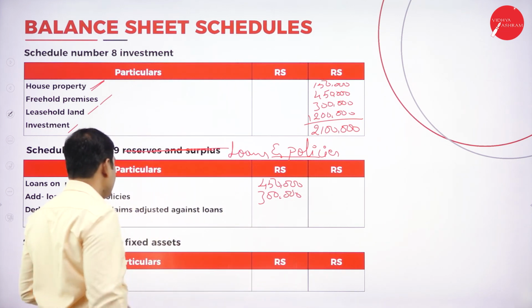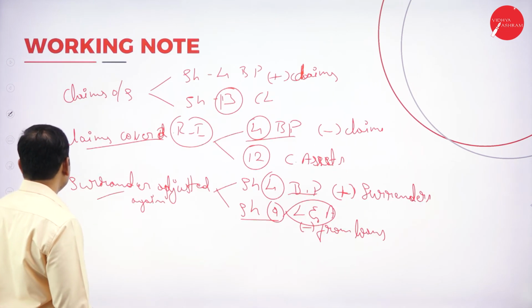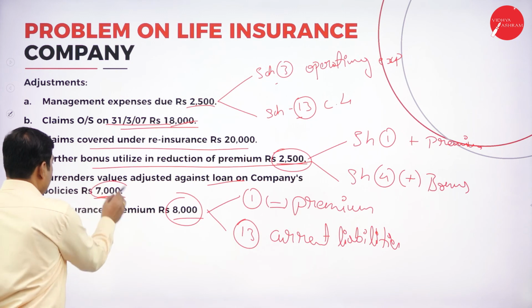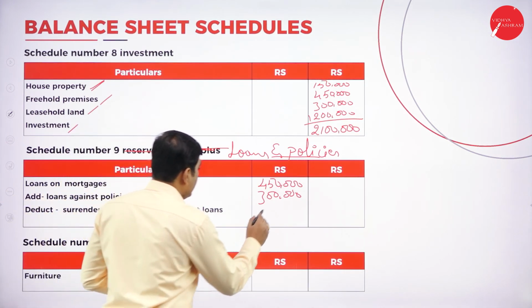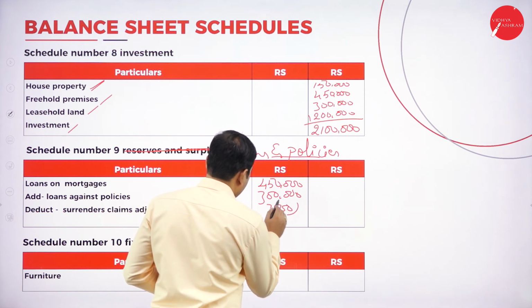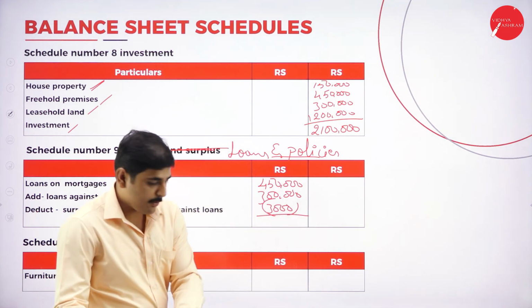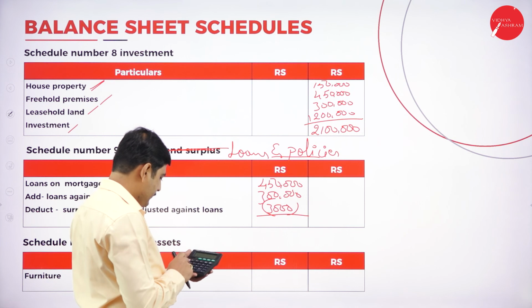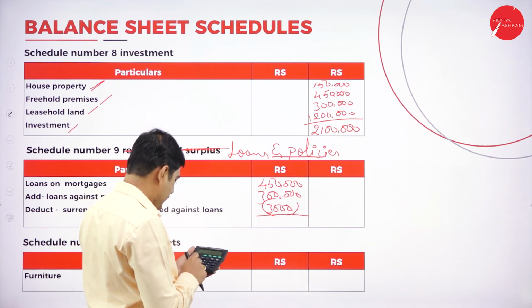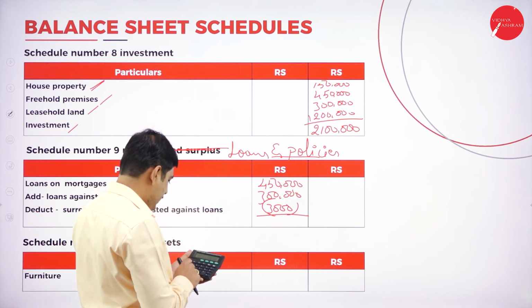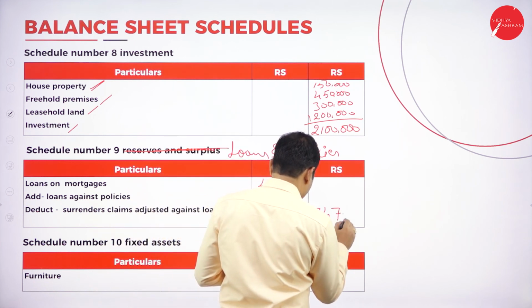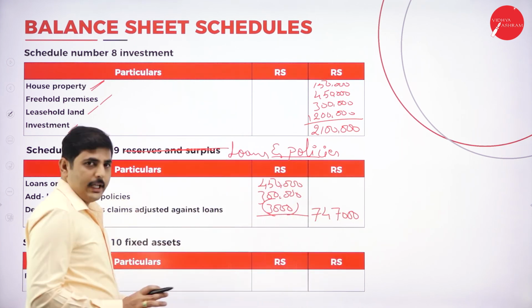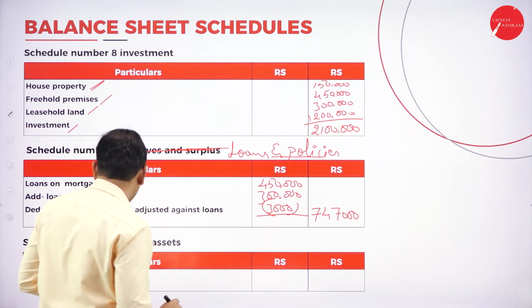Again, surrender claims, it has been given in the adjustment. Surrender claims is 3,000. It should be deducted here. So I'll get the total amount. So it is 4,50,000 plus 3 lakh minus 3,000. So we'll get 7,47,000.